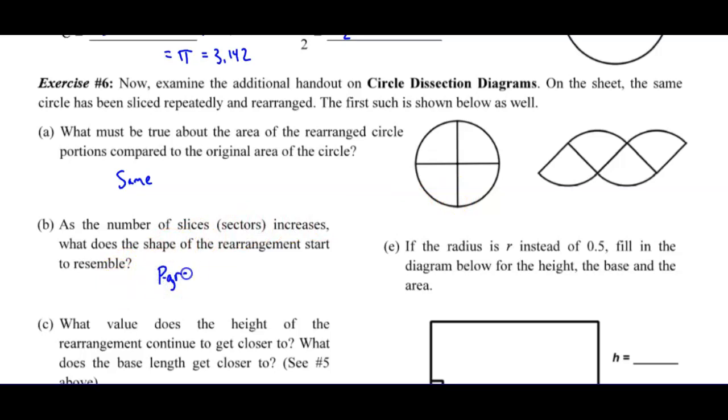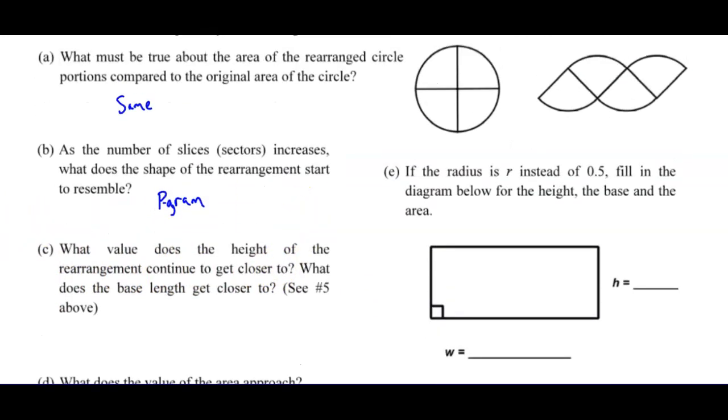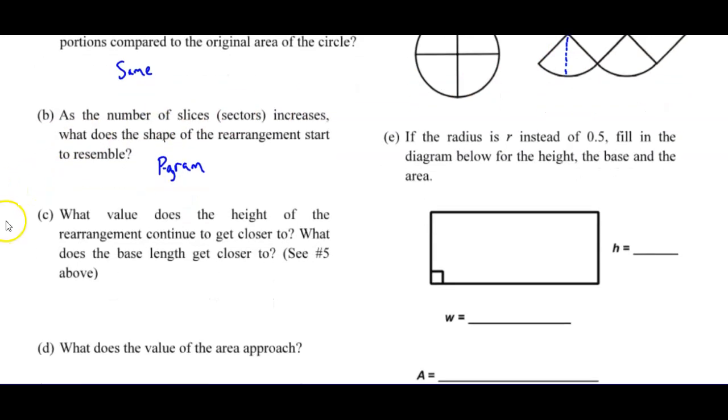a parallelogram. Okay, so part C, what value does the height of the rearrangement continue to get closer to? Well, the rearranged version, if I look at this here, the height is, can't call it a height really because it doesn't even look like a parallelogram yet. But using this and thinking about the n equals 30, the height tends to be closer and closer to that radius. All right, so as we get bigger and bigger in the number of sides and more like a parallelogram, the height tends to be trending toward the radius, and the radius of this figure was 0.5.